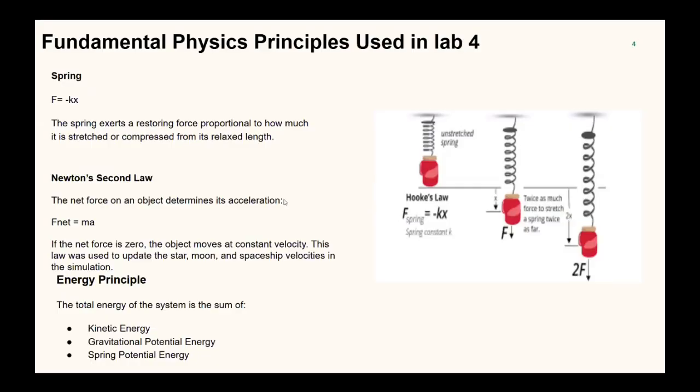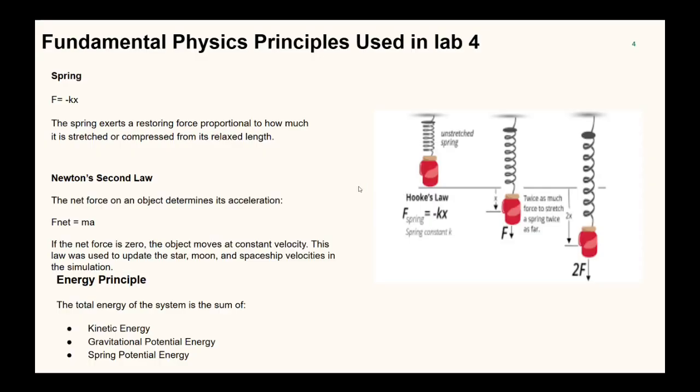Fundamental physics principles used in Lab 4. The spring constant, F equals negative kx, which is Hooke's law. The spring exerted a restoring force proportional to how much it is stretched or compressed from its relaxed length. Newton's second law, F equals ma. The energy principles. The total energy of the system is the sum of the kinetic energy, gravitational potential energy, and spring potential energy.